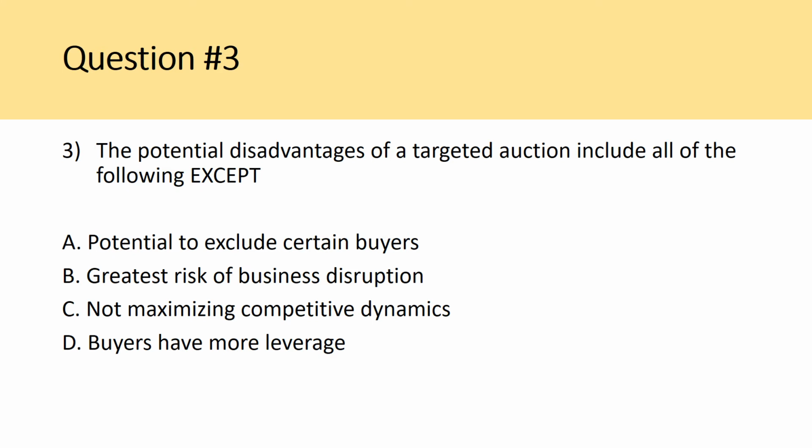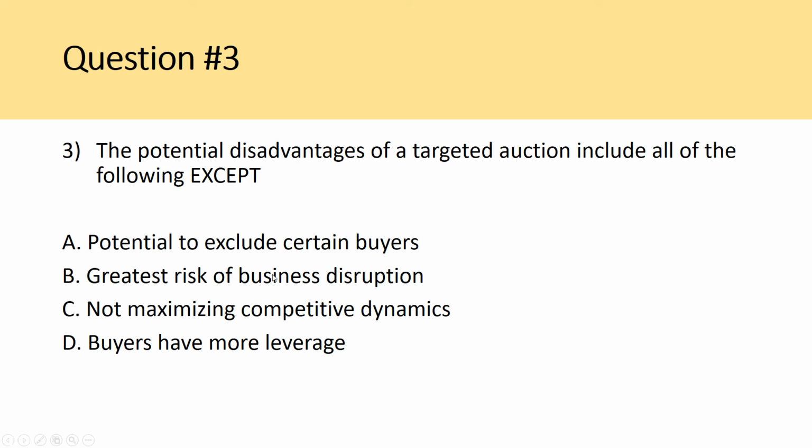Well, with a targeted auction, essentially you're choosing a few bidders that can be included in the bidding at the auction, whereas with a broad auction, you're expanding it to anyone who really wants to bid. So the greatest risk really is not maximizing the competitive dynamics to drive up the price, right? So that is a potential disadvantage. The potential to exclude certain buyers is a potential disadvantage, and the greatest risk of business disruption, that is not a disadvantage.